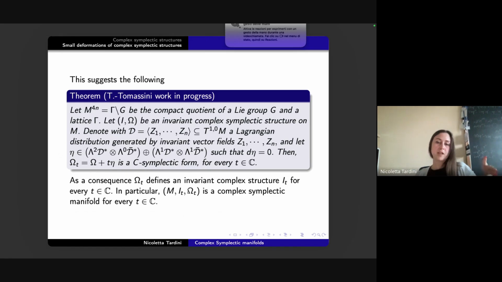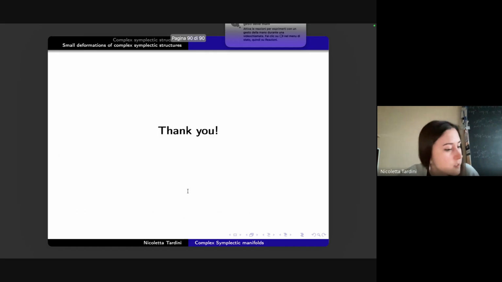But as you see, it's a different point of view. Essentially, to detect these good deformations, we are not really starting from the complex structure. We are starting from the symplectic form. We are deforming the symplectic form in a good way so that we bring with us also a deformation of the complex structure. But again, this is a work in progress with Tomassini. And yeah, sorry, I can stop here. Thank you.